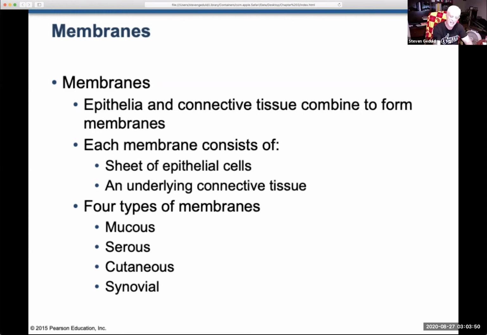Epithelium is polar. It has an apical portion and a basal portion. Apical portion is the outside that extends out. The basal portion is the part that connects to the connective tissue and holds the cells to the body. So there's four types of membranes that we have: mucous, serous, cutaneous, and synovial. And we'll go through each one of these.